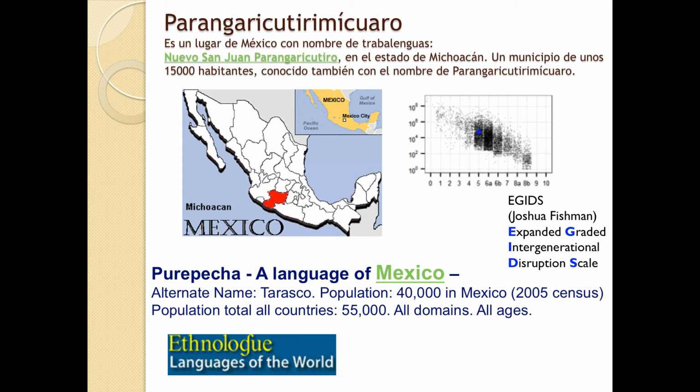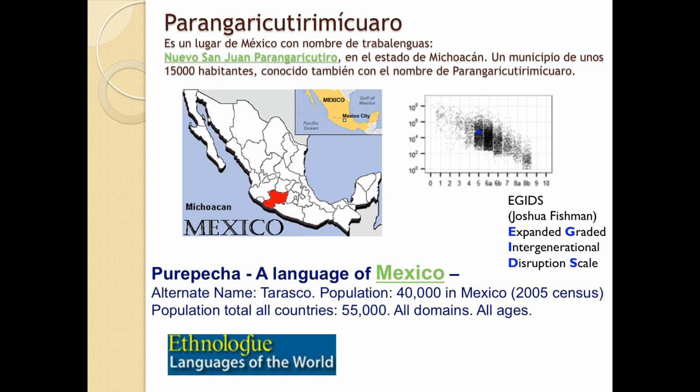And it has another name, Nuevo San Juan Parangaricutiro. Okay, it's in the state of Michoacan. It's a municipality with about 15,000 inhabitants, and is also known under the name of, I'm not going to subject you to that anymore.